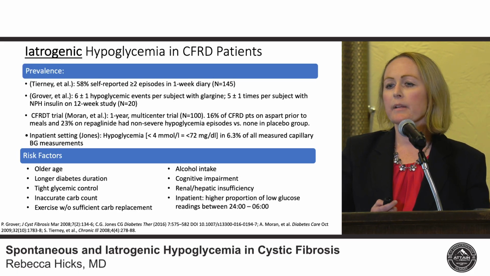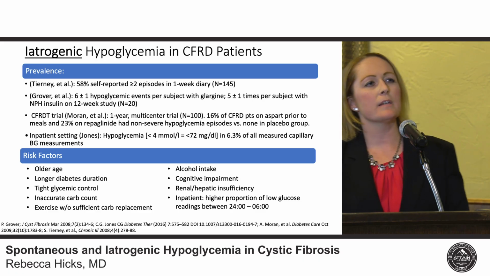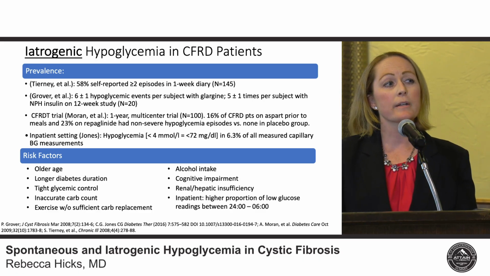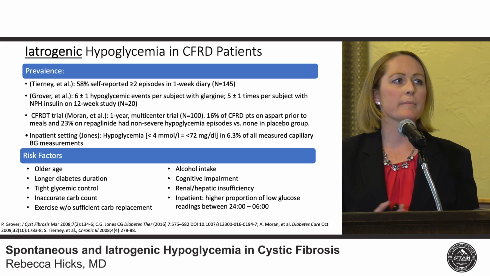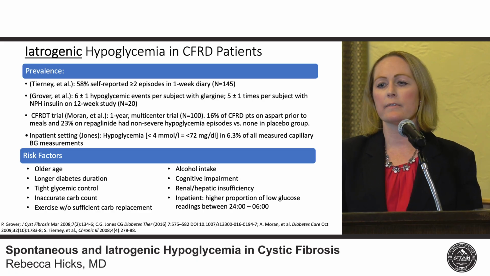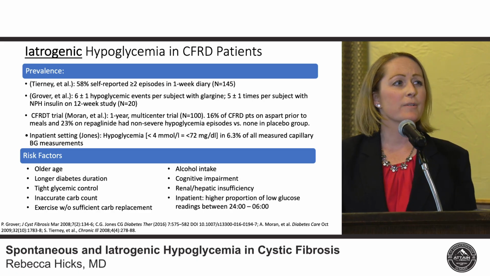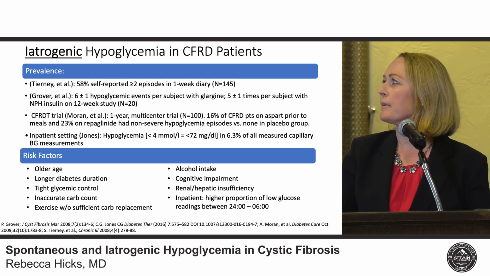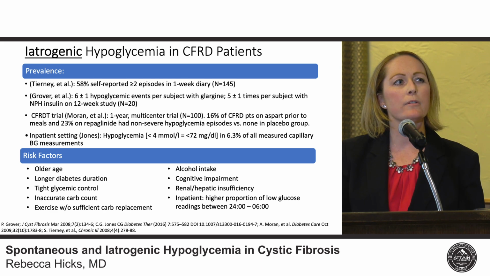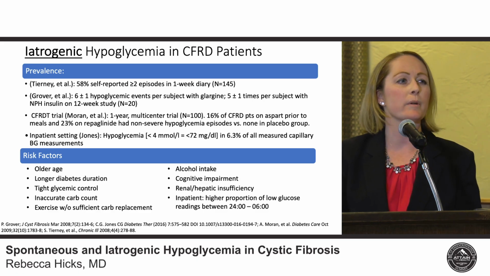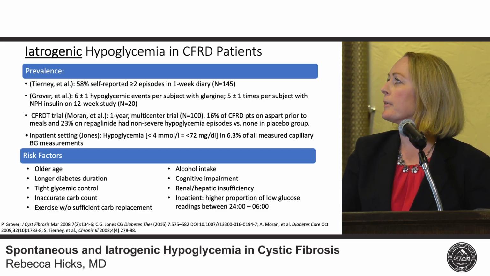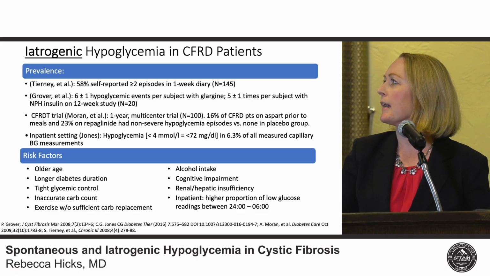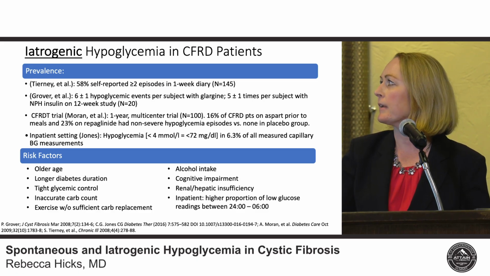With iatrogenic hypoglycemia, mostly we think of the CFRD patients on glucose-lowering therapies. It can also occur with medications and iatrogenic adrenal insufficiency. There are only a few studies in the CFRD patients. Turney reported 58% of patients had over 2 episodes of hypoglycemia in a 1-week diary. Grover reported that patients on glargine had 6 plus or minus 1 hypoglycemic event per subject, and on NPH 5 plus or minus 1 hypoglycemic event.